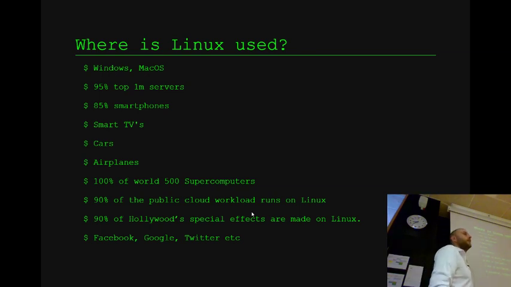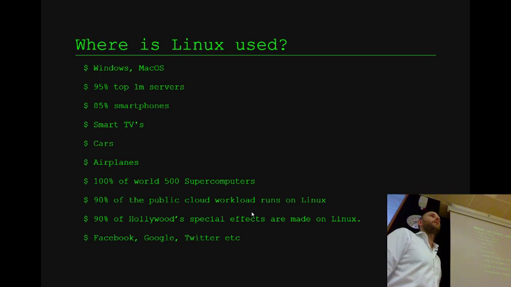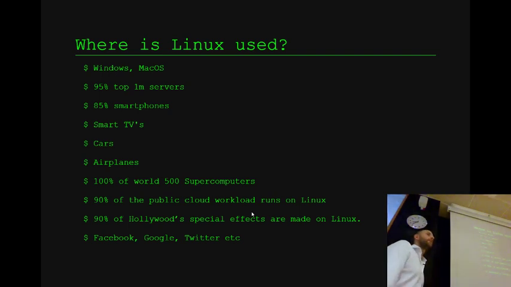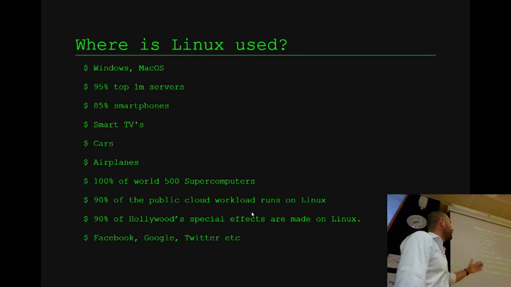Nowadays, Linux is used almost everywhere. Windows started to adopt it more and more. macOS runs a Unix-like operating system. 95% of the top 1 million servers out there run on Linux. Smartphones, smart TVs, cars, airplanes. NASA uses Linux. 100% of the world's top 500 supercomputers now run on Linux. And 90% of the public cloud workload runs on Linux.